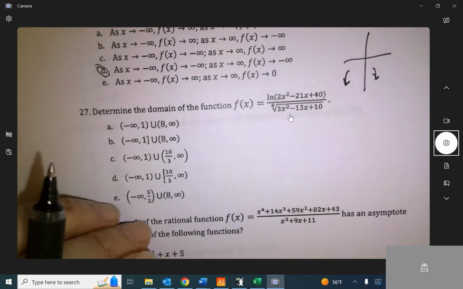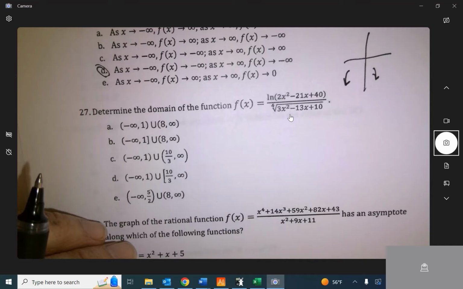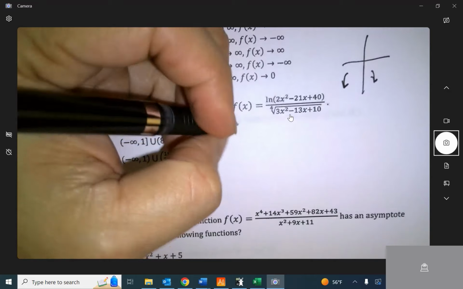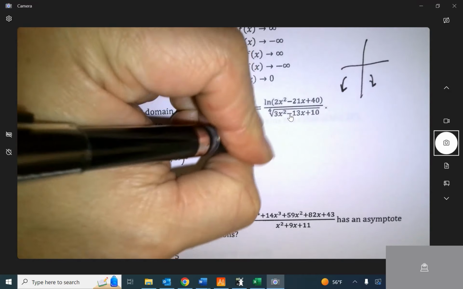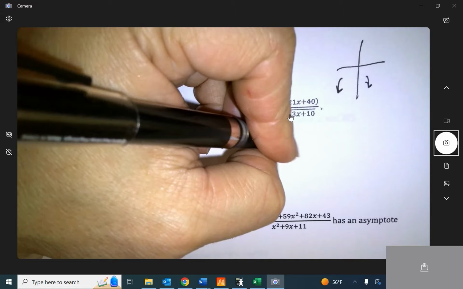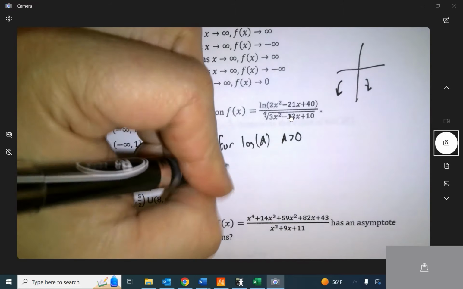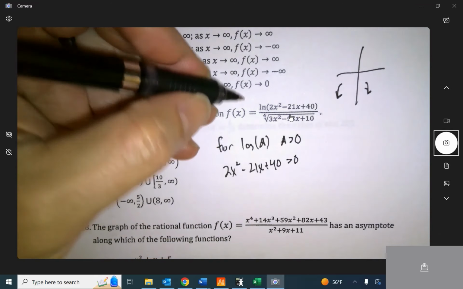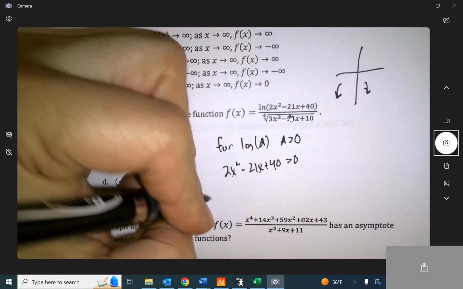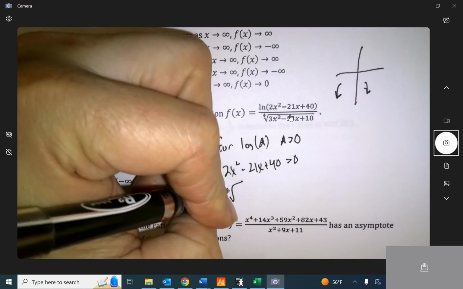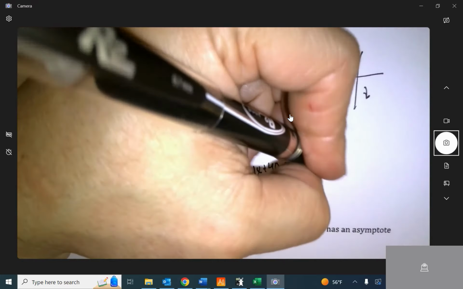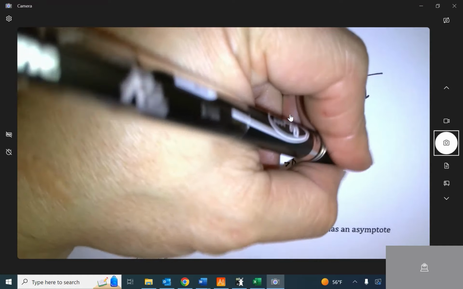Determine the domain of this function. Ugh. Now, here's the domain of this thing. You have a logarithm. For a logarithm with an argument, the argument is bigger than 0. So 2x squared minus 21x plus 40 is bigger than 0. And here you have an even root. So for an even root of something, the something must be greater than or equal to 0. You also have 3x squared minus 13x plus 10 being greater than or equal to 0.